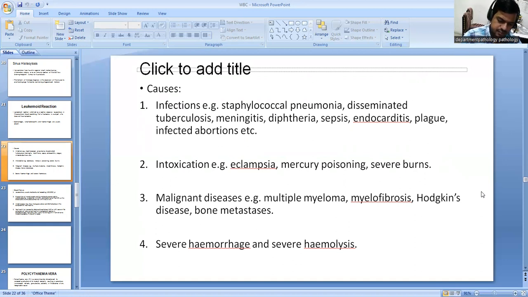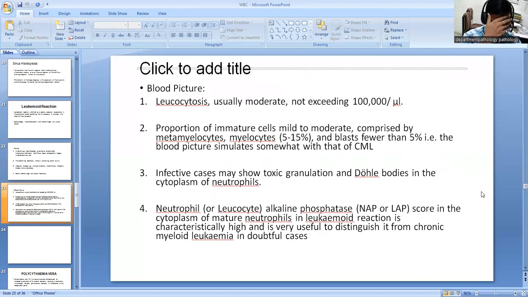These cause an excessive increase in the leukocytes, which is the leukemoid reaction. Intoxication, for example, eclampsia, mercury poisoning, severe burns. Malignant diseases, for example, multiple myeloma, myelofibrosis, Hodgkin's disease, and bone metastasis, and severe hemorrhage. When we talk about the blood picture seen in the leukemoid reaction, there is usually leukocytosis, usually moderate, but not exceeding 1 lakh per microliter.